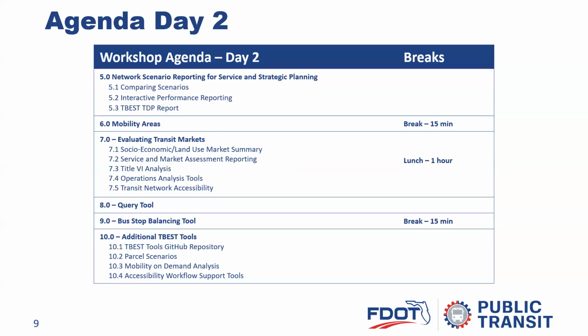Then tomorrow we're going to talk about a lot of reporting and analysis. Section 5 will be reporting for service and strategic planning, where we're comparing scenarios, doing some interactive performance reporting, and doing a TBEST TDP report. For 6, we'll talk about mobility areas. 7 is evaluating transit markets, both socioeconomic and land use, for Title 6 and operations analysis and accessibility. And 8, we'll talk about the TBEST query tool. 9, bus stop balancing. And then 10, some additional TBEST tools, including the TBEST tools GitHub repository. We'll talk about parcel scenarios, mobility on demand analysis, and accessibility workflow support tools.